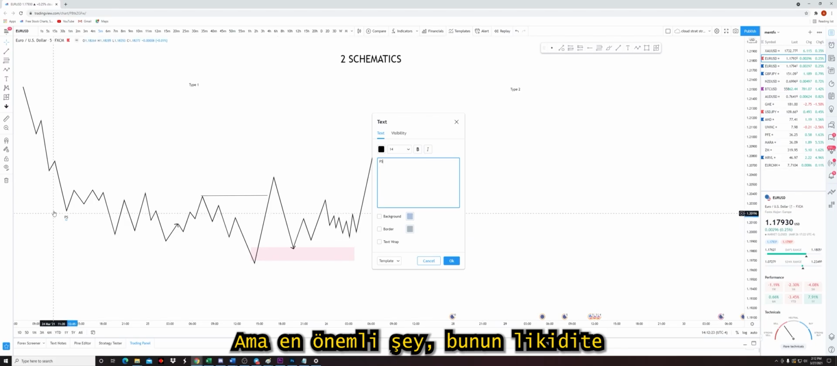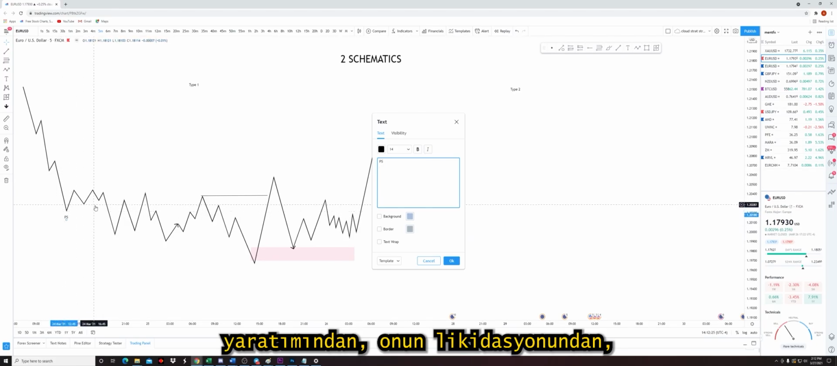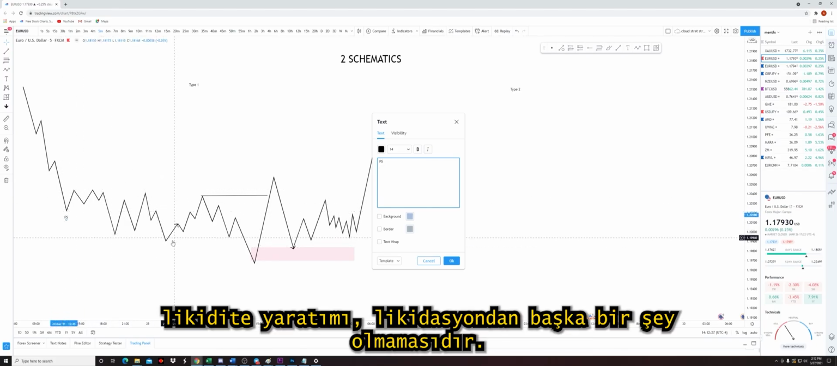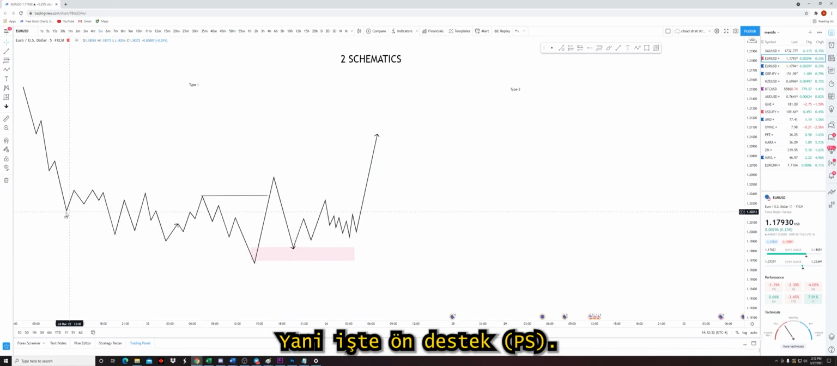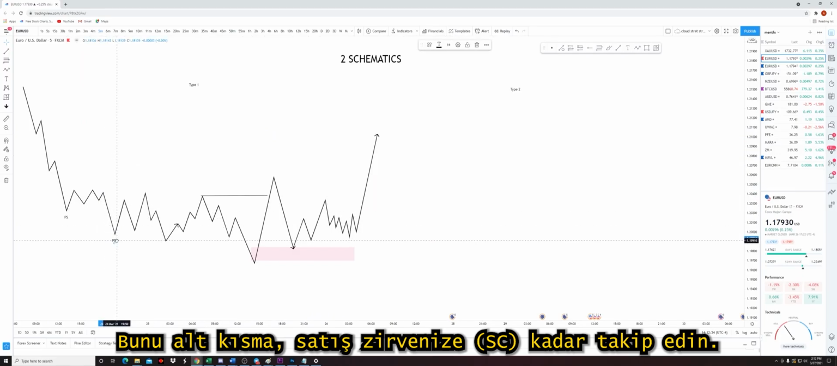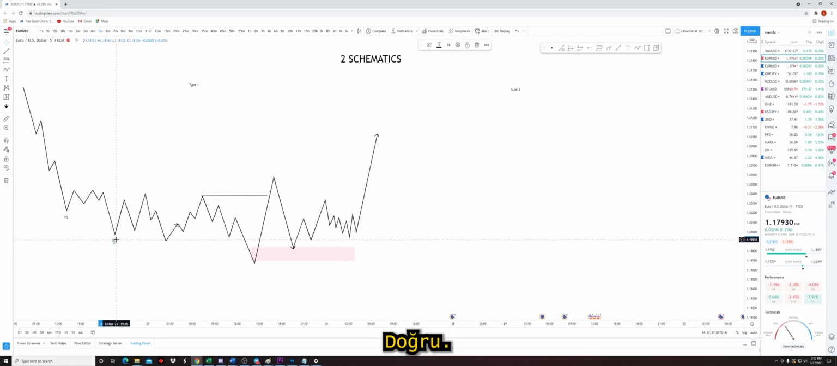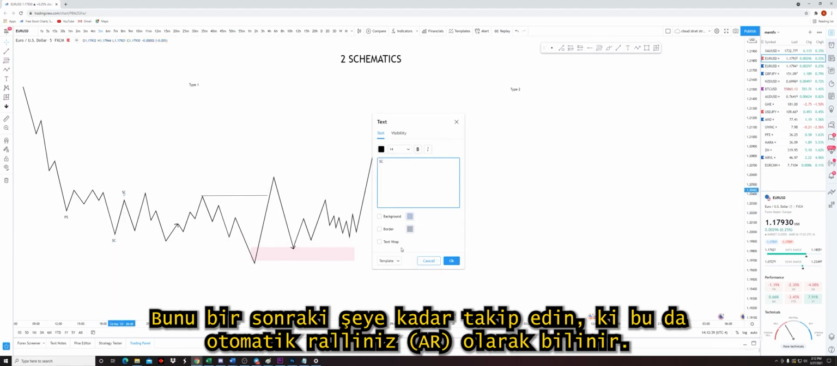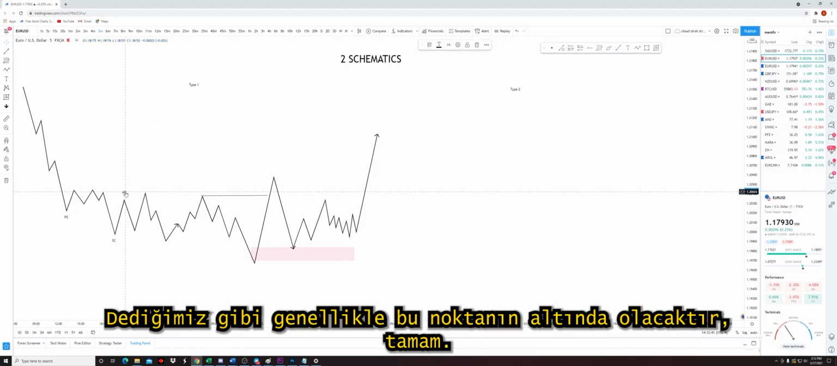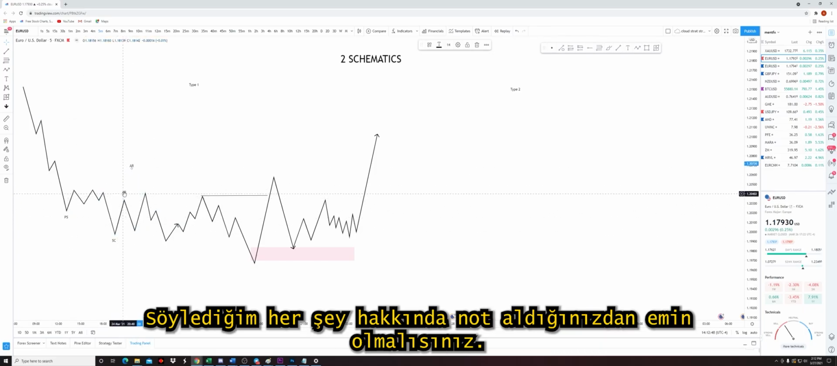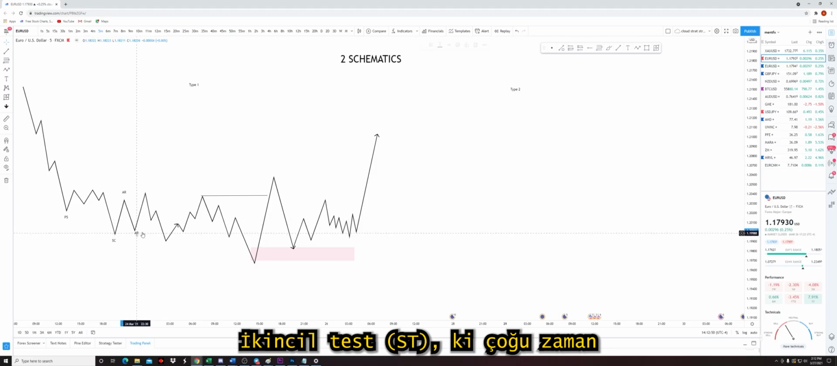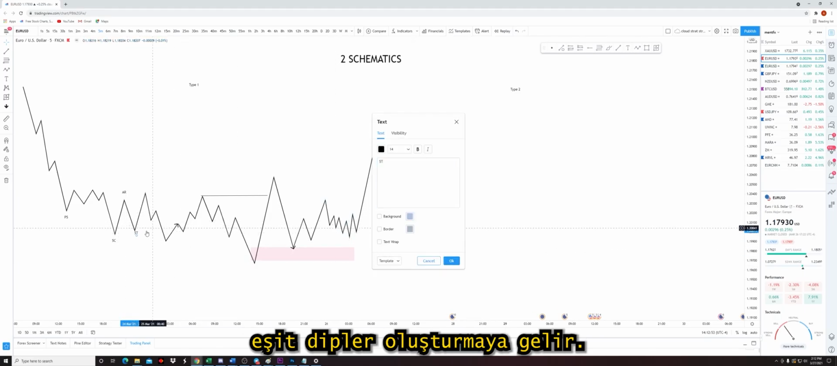But the most important thing is that it's nothing more than the creation of liquidity, the liquidation of it, creation of liquidity, liquidation, creation of liquidity, liquidation, and then you have the final shift and markup, okay? See, there's preliminary support, follows that down to the low part, which is your selling climax, right? Follow that up to the next swing, which is known as your automatic rally. Usually, like we said, will be under this point, okay? So remember, back to everything I said concerning this, you have to make sure you took notes on everything I've said. The secondary test, which oftentimes will come to either create equal lows.